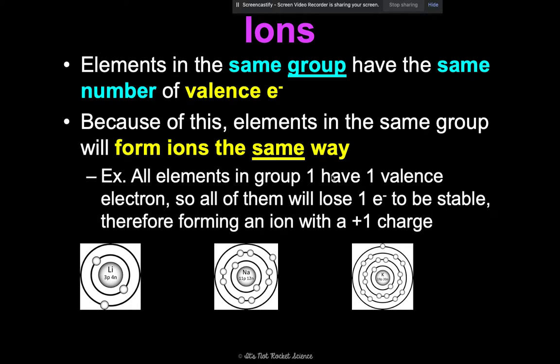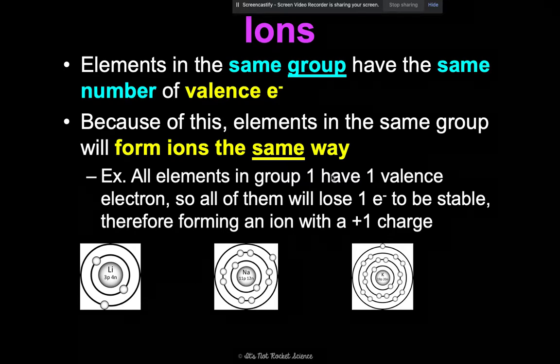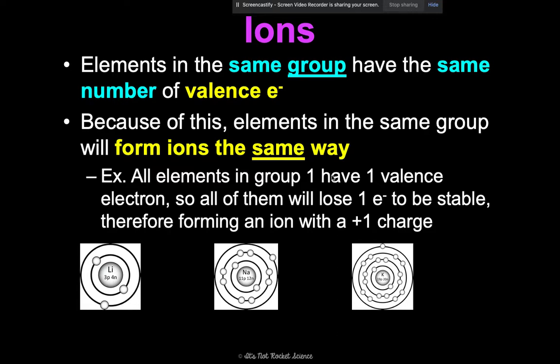Some examples: elements in group 1, like I said, have 1 valence electron. They will lose 1 electron to become more stable. Therefore, if I'm forming an ion with a +1 charge, that's lithium. Sodium is a +1 charge, and potassium is also a +1 charge. They are different atoms, but they are all in the same group.